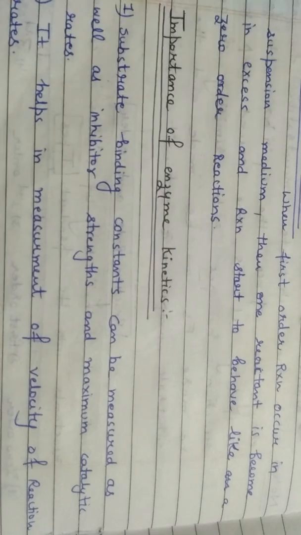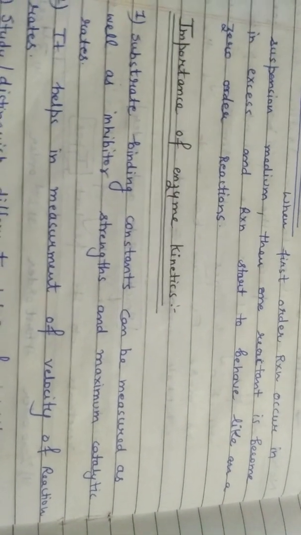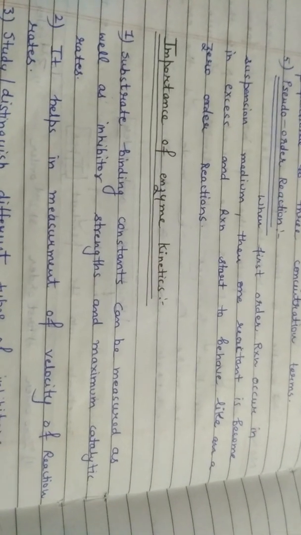And we can also study and distinguish different types of inhibitors. There are a lot of inhibitors. You can say competitive inhibitor, non-competitive inhibitor, and they give different types of graphs when we are studying them.